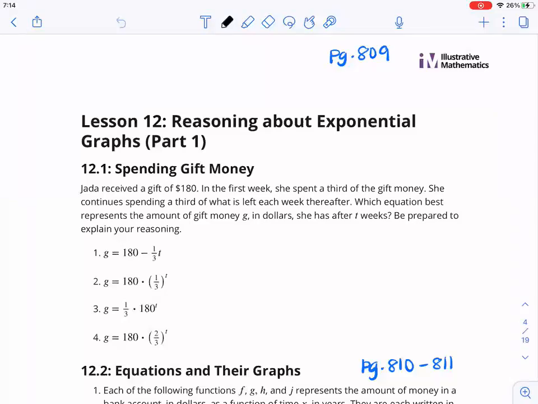Unit 5, Lesson 12, Reasoning about Exponential Graphs, Part 1. Our learning target says, let's study and compare equations and graphs of exponential functions. We're going to be working from page 809, so please go there with me.